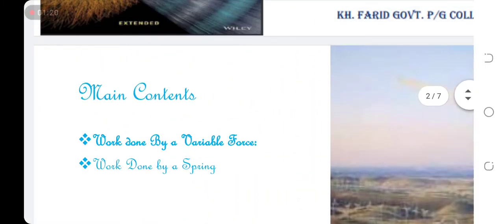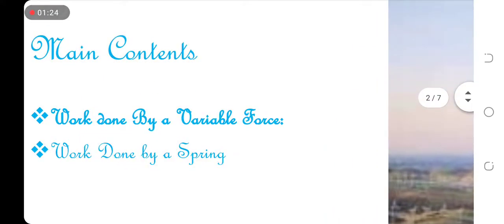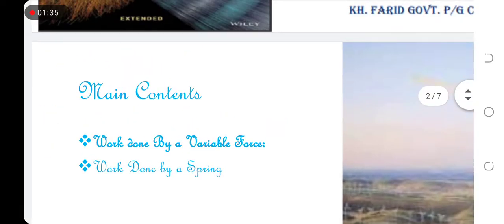There are two articles in this lecture: work done by variable force, and the other is work done by a spring. Work done by a spring is an example of a variable force.